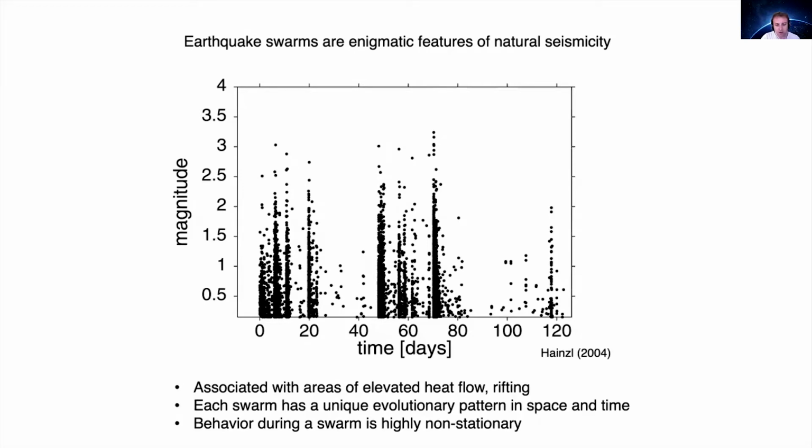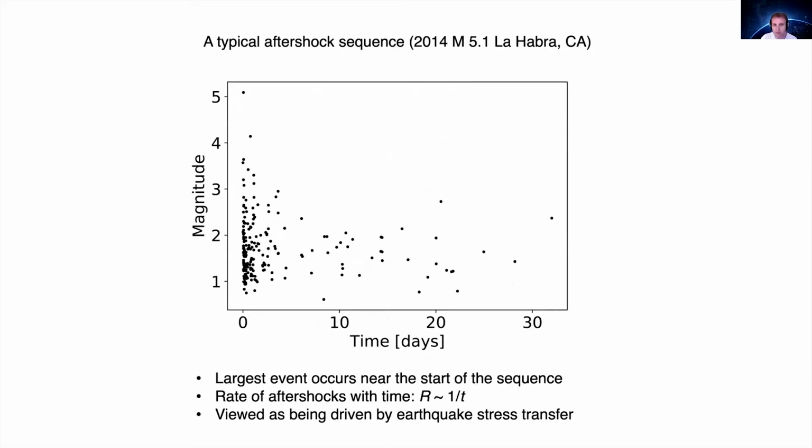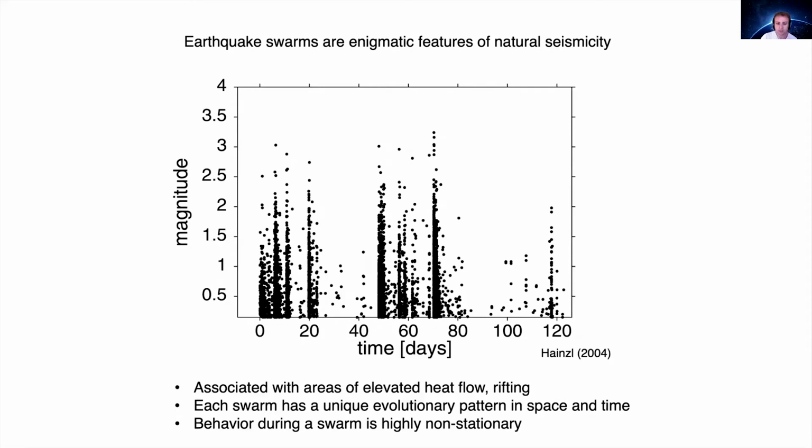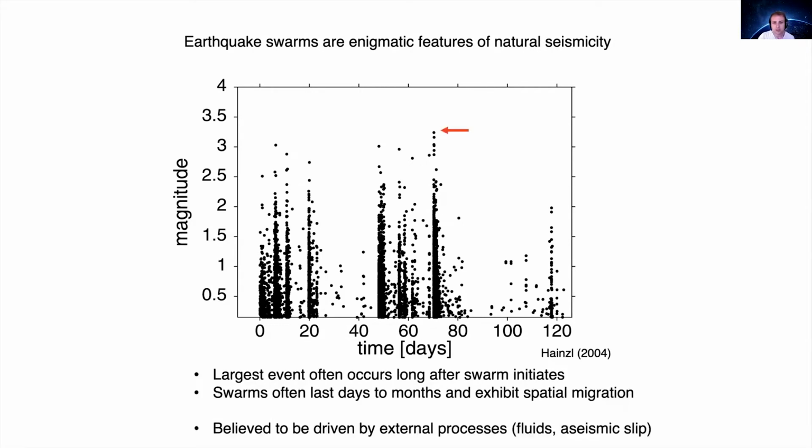Swarms are quite special because each one has a unique evolutionary pattern in space and time, and the behavior during a sequence is highly non-stationary. Compared with a main shock aftershock sequence, where the rate just decays like 1/time, this is something much more complicated. Swarms have a number of distinguishing characteristics that are important to note. One is that often the largest event occurs quite long after the sequence initiates. Here, for example, the largest event in the sequence is 70-something days into the sequence.